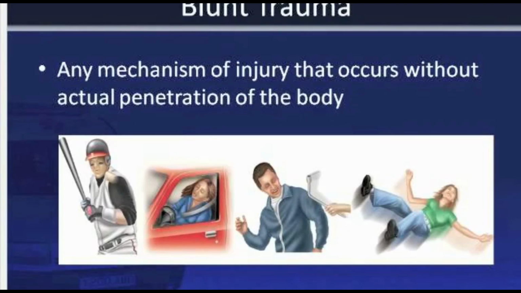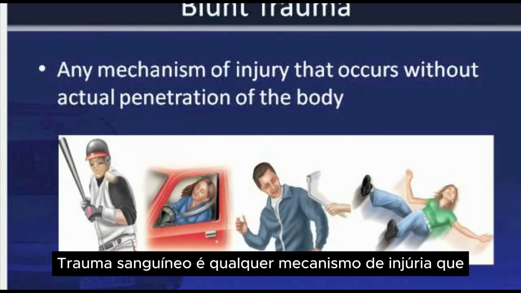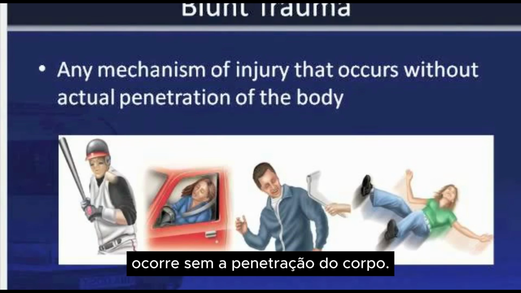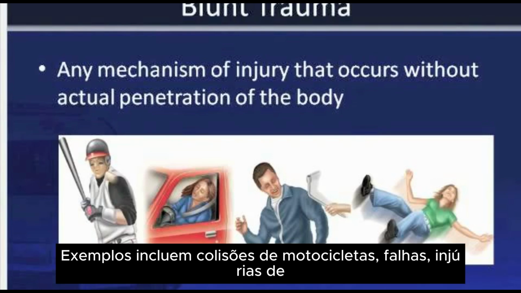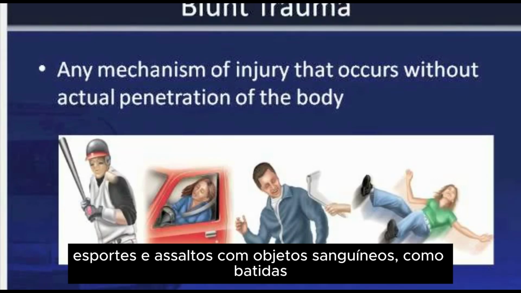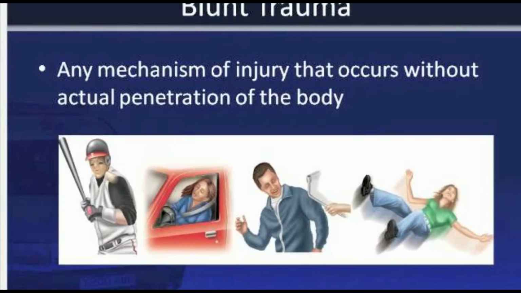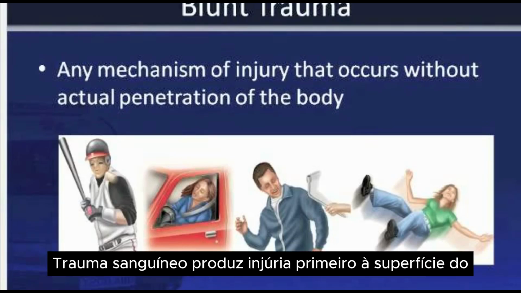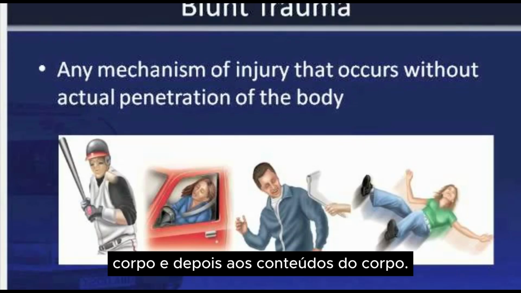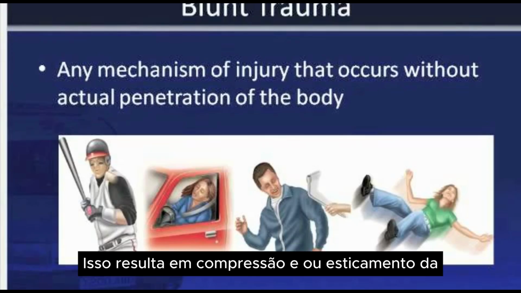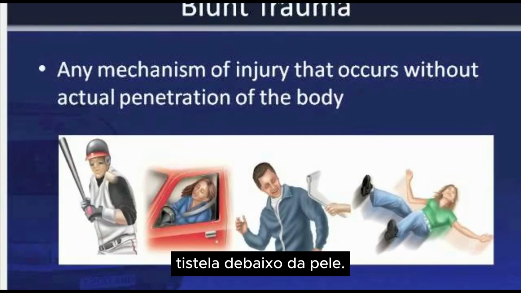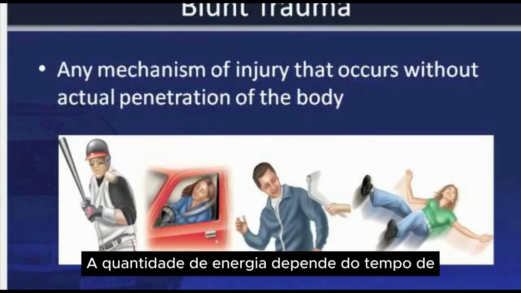Blunt trauma is any mechanism of injury that occurs without actual penetration of the body. Examples include motor vehicle collisions, falls, sports injuries, and assaults with blunt objects such as a baseball bat, or in this picture's case, a tire iron. Blunt trauma produces injury first to the body surface and then to the body's contents. This results in compression and/or stretching of the tissue beneath the skin. The amount of energy depends on the length of time of compression, the force of compression, and the area compressed.